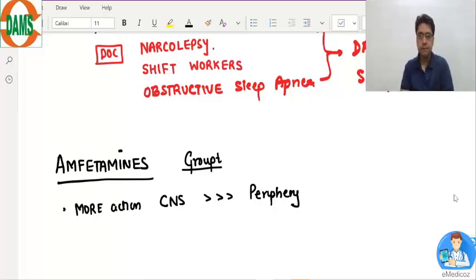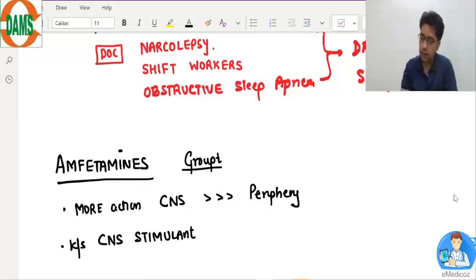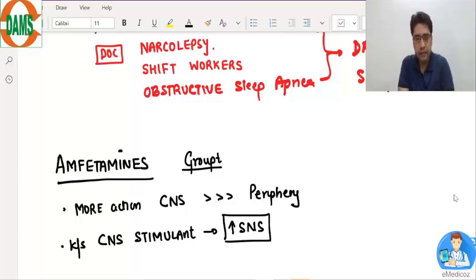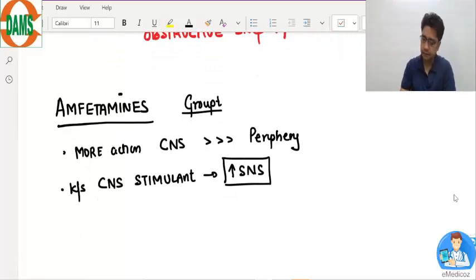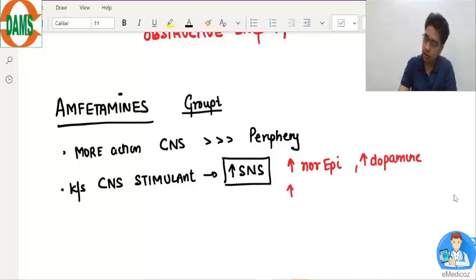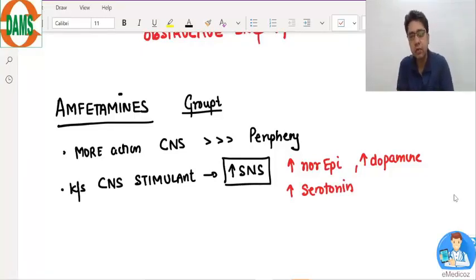Second point, it is known as a CNS stimulant, and it increases sympathetic activity in CNS. Next point we will write that in CNS, it increases the level of norepinephrine, it increases the level of dopamine, and it also increases the level of serotonin.